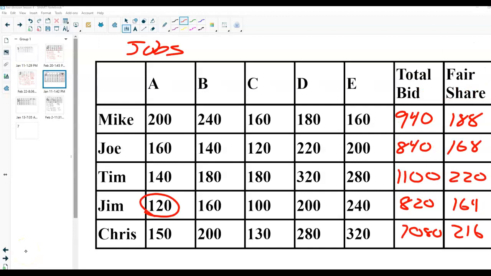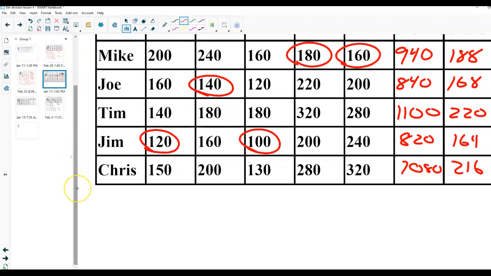Jim is going to have job A. Joe will have job B. Jim will have job C. Mike will have job D. Mike's going to get job E as well. Okay? So there's 2 people who want to work. Mike, D and E.